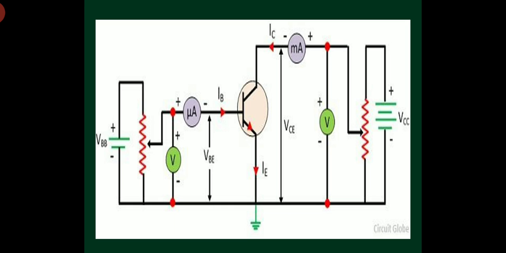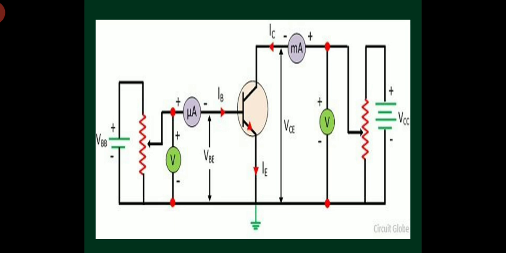So a graph is drawn between VBE versus IB, by making output voltage constant at different levels. Here in common emitter configuration, VCE is the output voltage developed across the output junction of the transistor. So I have to draw characteristics between input voltage VBE versus input current IB for different fixed values of VCE.